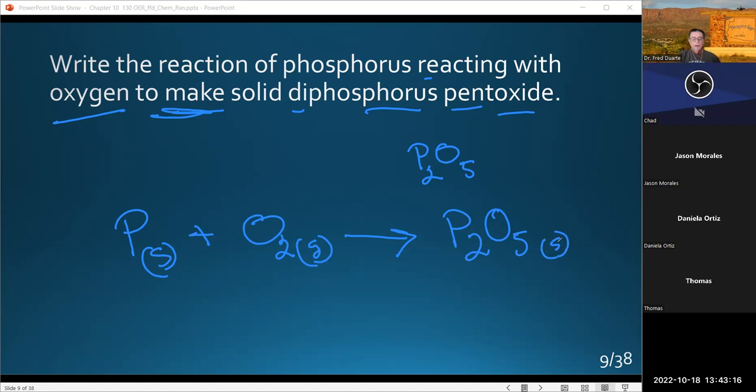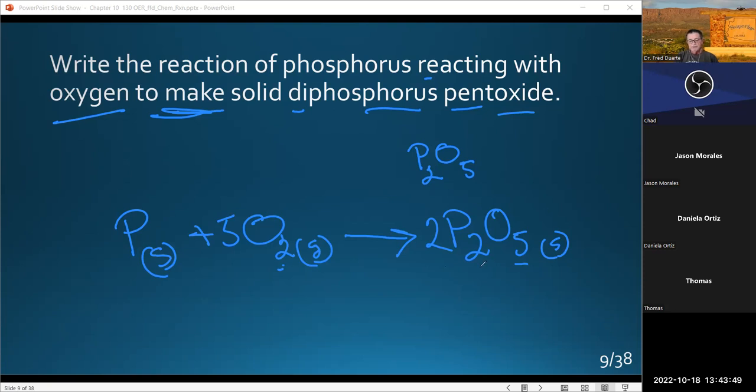All right, now we've got to balance it. As in the previous case we had that common number of 6. Look around, we've got a common number here, but it's a little bit different. We have 2 oxygens on the left-hand side and 5 on the right-hand side. So we can find a common number between those. If we put a 5 in front of O2 and a 2 in front of P2O5, guess what? Our oxygens have balanced now.